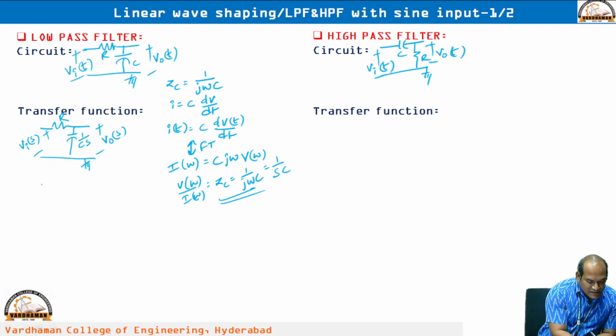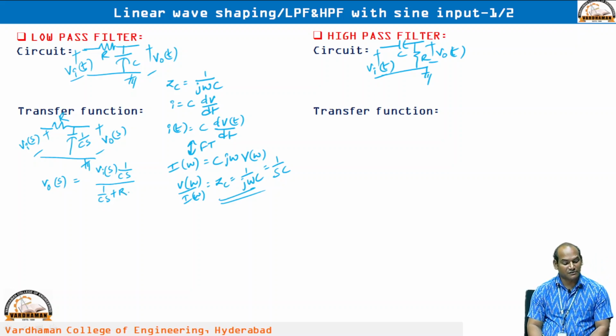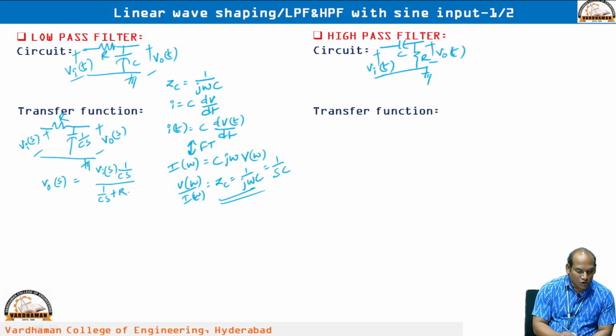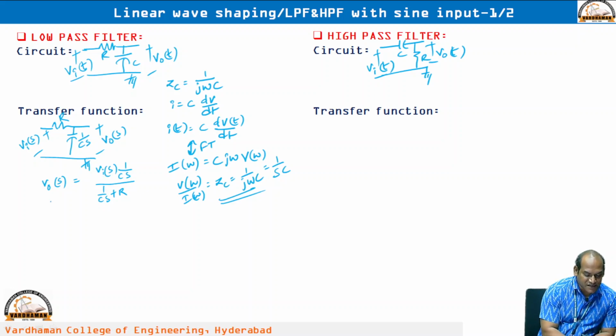So, the voltage across the capacitor itself we can consider as V naught of S, that is equal to supply voltage Vi of S multiplied with the impedance where we are finding the voltage, that means 1 by Cs, by 1 by Cs plus R. This is what we can write. Okay. Now, bring this Vi of S to the left side and replace S is equal to j omega again, then what you will get?